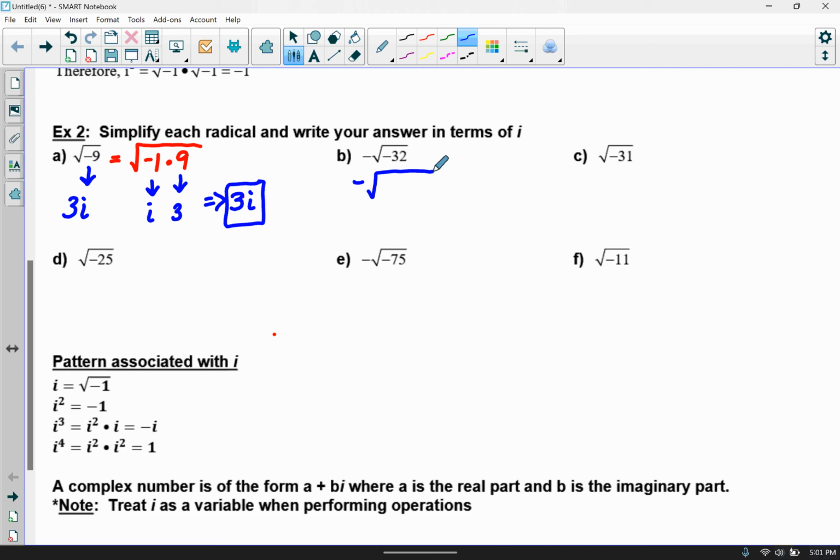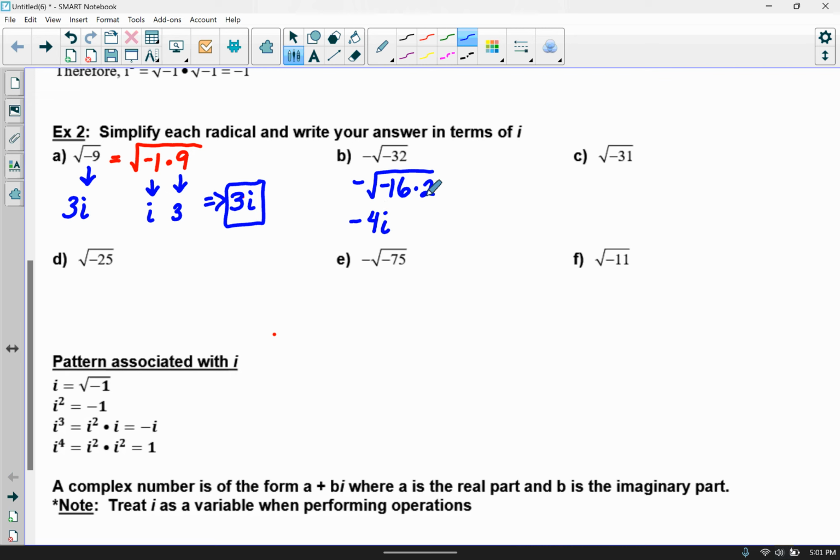This one's not perfect, so I need to think about a number in my list that will divide evenly into 32. So the same list up above. Hopefully you agree, 16 will go into it, so I can rewrite that as negative 16 times 2. And notice how that negative on the outside, I just brought it down. Same thing, I'm going to keep bringing it down. The square root of 16 is 4, but because it's negative, it'll be 4i.